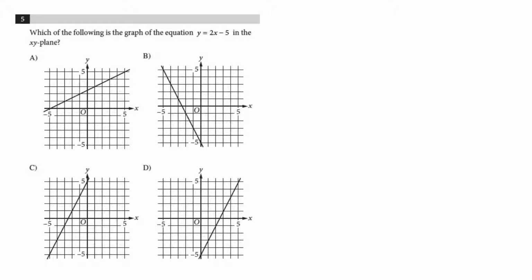Number 5. Which of the following is the graph of the equation y equals 2x minus 5 in the xy plane? Again, slope-intercept form, must be familiar with this. Okay, let's take a look. We got our y-intercept, in this case b equals -5.